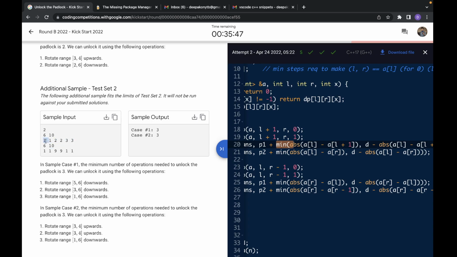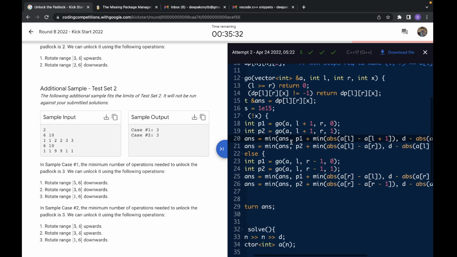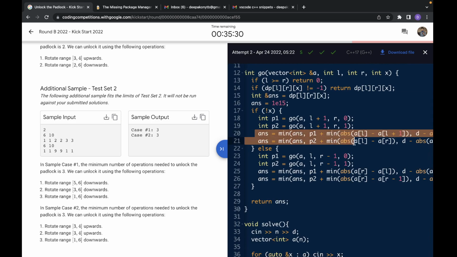Then only would my whole range be equal, and I will send it to my parent recursive call. So you take a min of this difference, comma d minus the difference. So that's how you do it for the first number when you want to make this entire thing equal to the first number. The other case would be you want to make this whole range equal to this number.